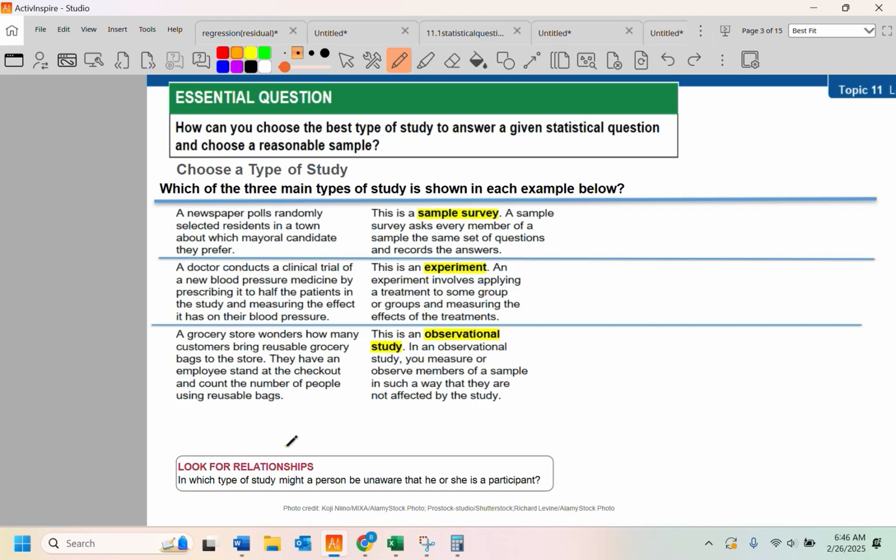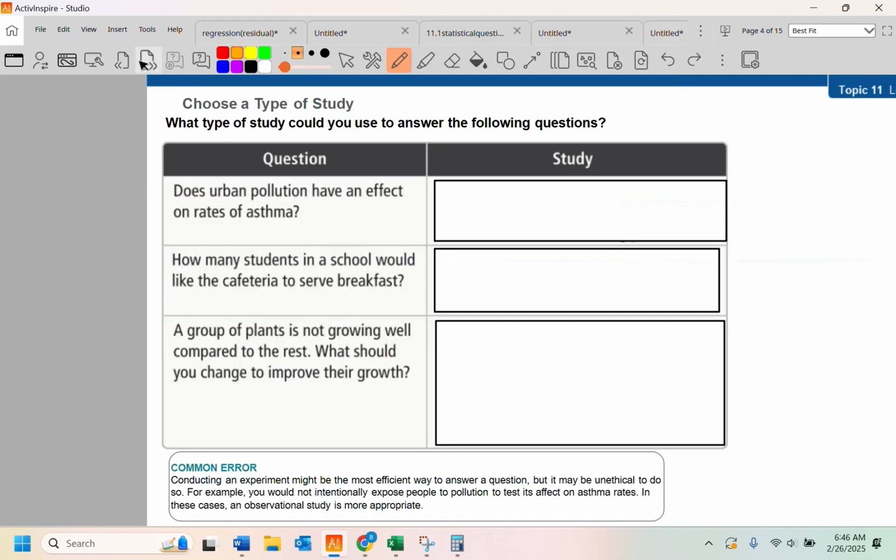What we have down here says, look for relationships. In which type of study might a person be unaware that he or she is a participant? That would be an observation. Somebody is watching you and you have no idea. That's an observation. All right, choose a type of study to answer the following questions. Does urban pollution have an effect on rates of asthma? This would probably be best done through an observational study.